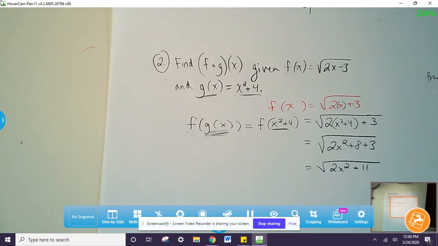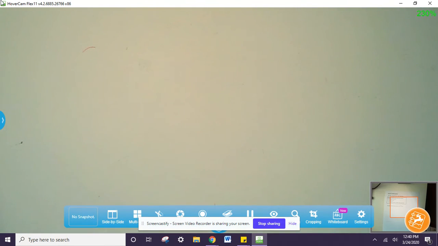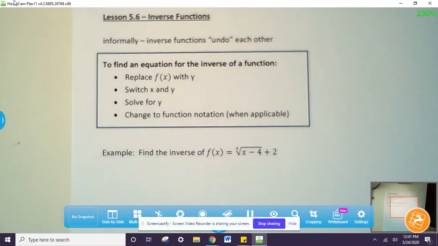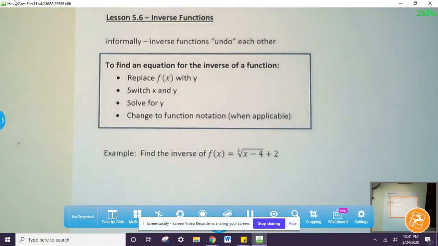Okay, next, to begin today's lesson, we are going to be talking about section 5.6 today. This is the last section in chapter 5, and it's going to be about inverse functions.